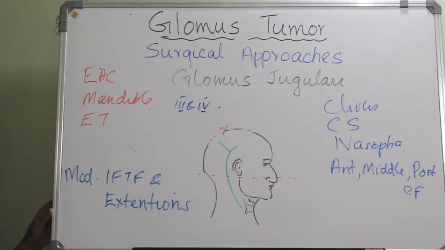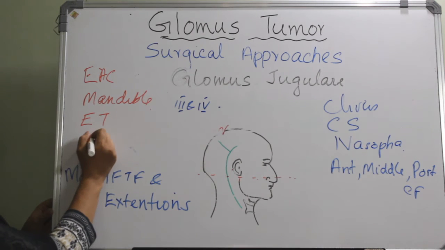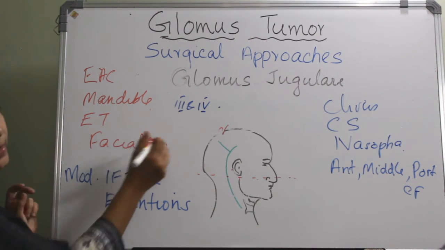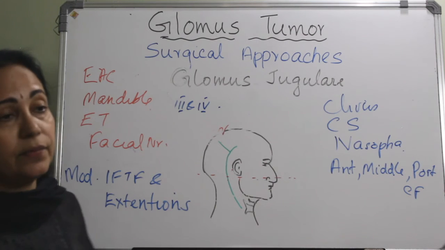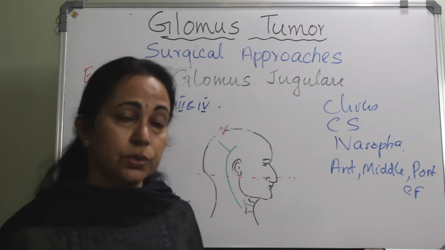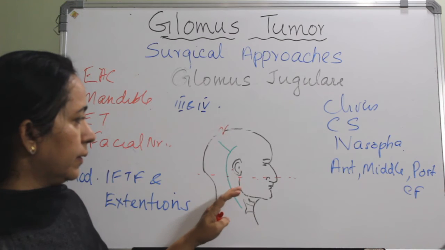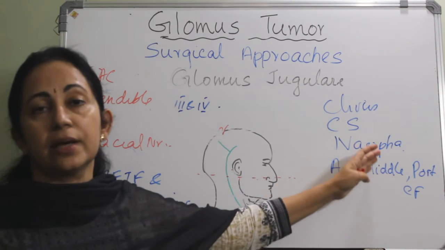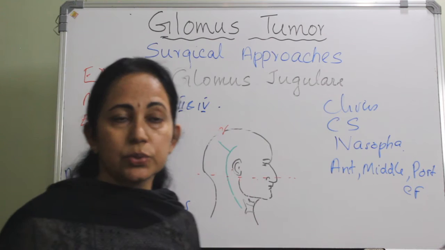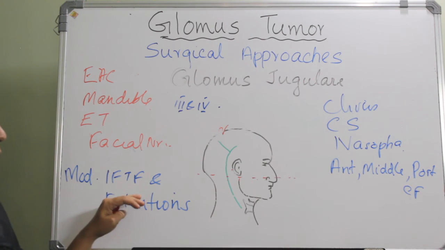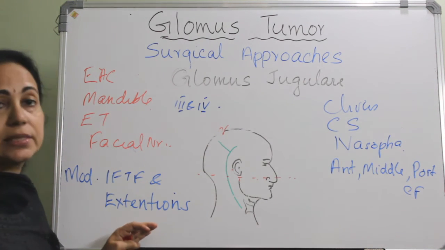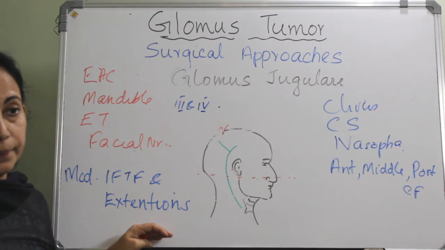permanently transected, and there is a long mobilization of the facial nerve. In the other case it was a short mobilization. Here we have to do a long mobilization of the facial nerve, so that all these areas are well exposed and the tumor can be resected from all these parts. So this is the modified infratemporal fossa approach, and if we need, various extensions can be done on this.